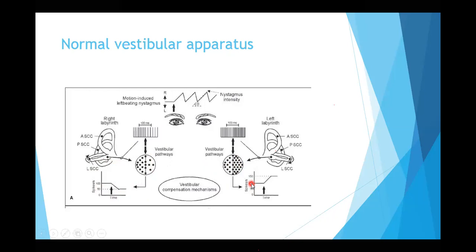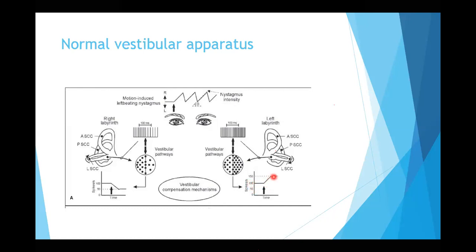Okay, so it was 100 spikes per second normally. Usually the spike rates will be 70 to 100 when there is no activity, no head movement, just static. I'm sitting still, my vestibular nerve is firing at 70 to 100 spikes per second. Okay, when there is an activity, it increases. When there is inhibition, it decreases.